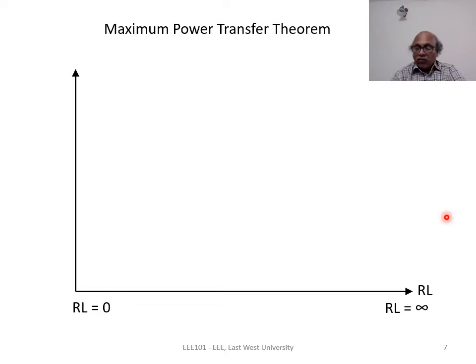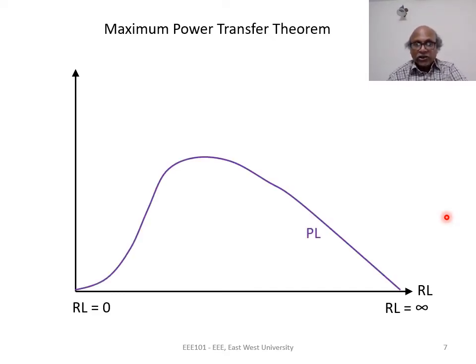So how does the overall curve look like? If we show the graphical variation of PL, this is the graph that we will find. Initially, as RL increases, PL will increase, PL will reach a maximum value, and beyond that, when RL is increased even more, PL will continue to decrease and eventually becomes 0.